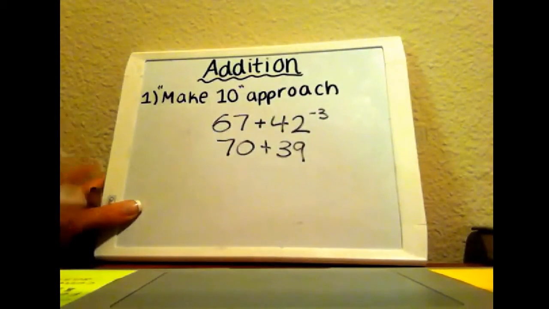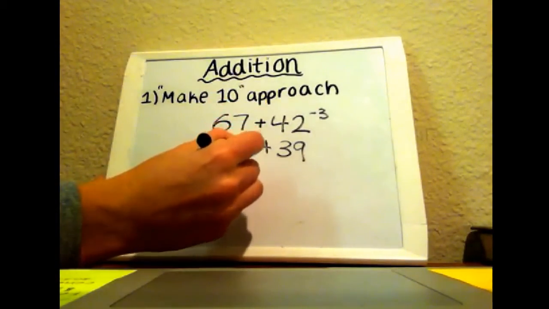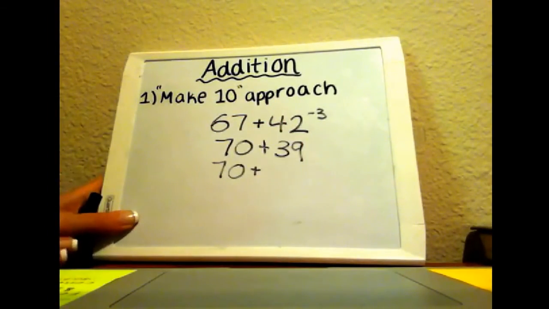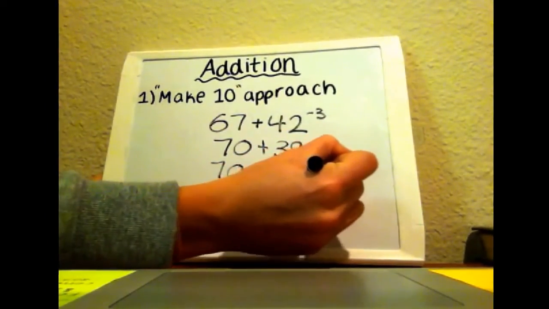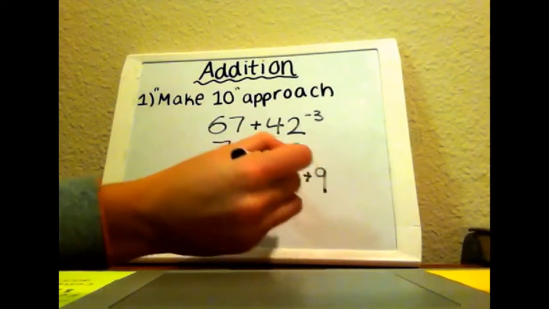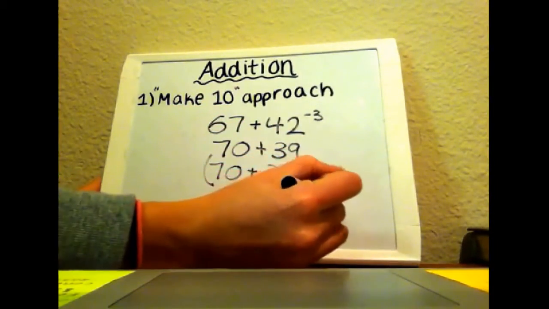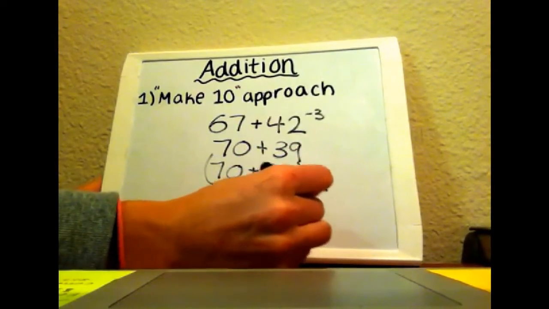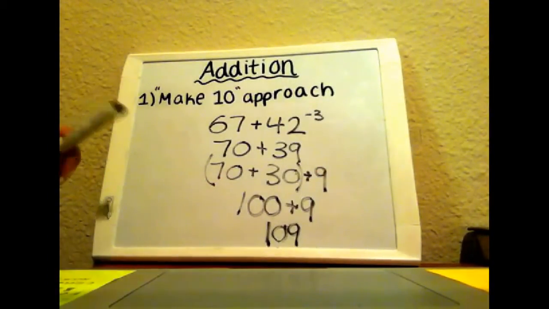But now, even if that still is a little bit complicated, we can break this down into more Make 10 approaches. We can bring down the 70, and we can break down 39 into another multiple of 10 and something smaller. So we could make it into 30 plus 9. And here we could add the 70 and the 30 first, which would give us 100. And then we can bring down the 9. And that'll give us 109 as our answer.